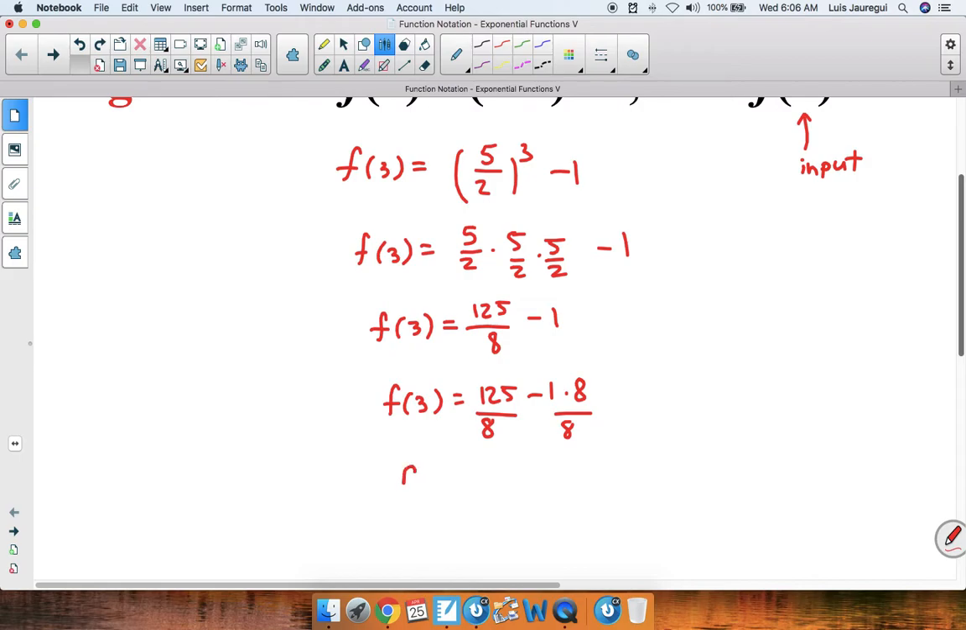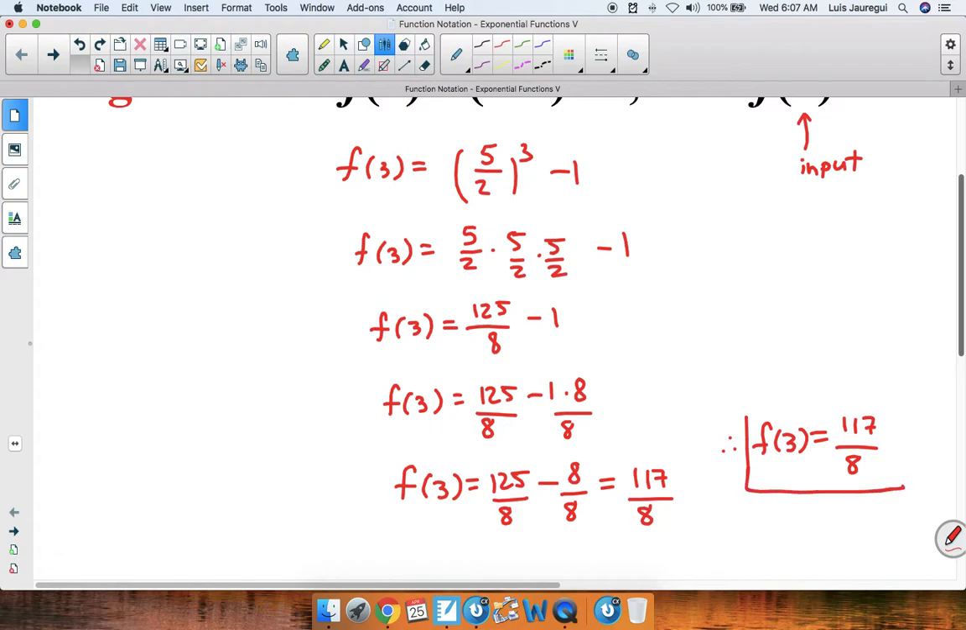Once again, rewriting this, we get that f of 3 is equal to 125 over 8 minus 1 times 8, which is 8 over 8. And 125 minus 8 will give you 117 over 8. Therefore, we can conclude that f of 3 is equal to 117 over 8. Let's analyze a couple more examples.